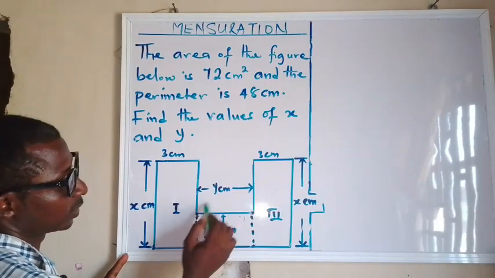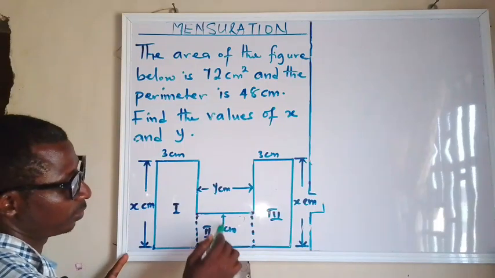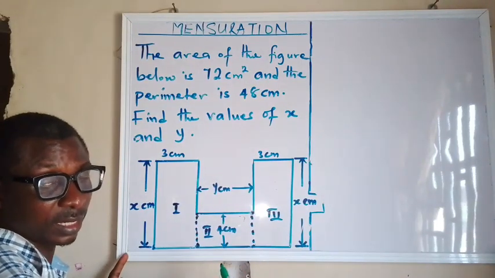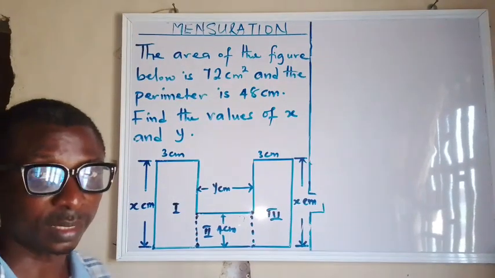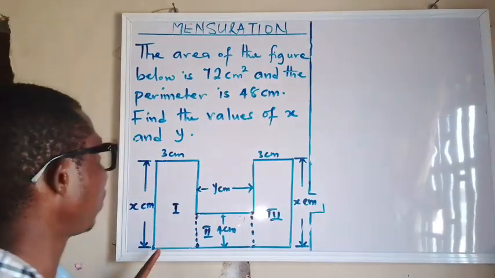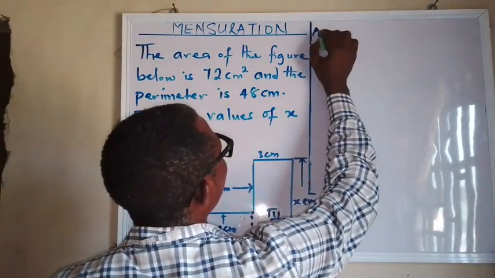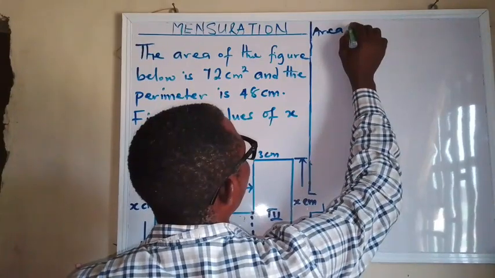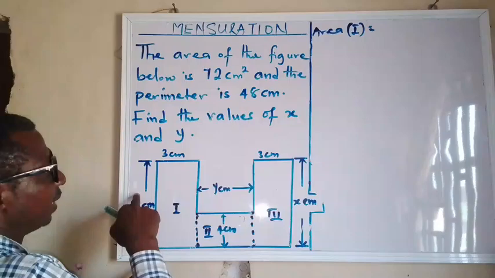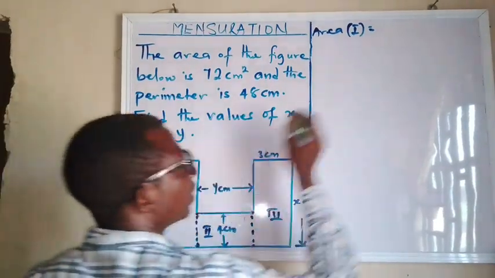You can see the y, and the breadth is 4 centimeters. So we can find the area. Now finding the area of a rectangle, you just multiply the length by the breadth. Okay, so now let's find the area. Area of the first rectangle is going to be the length times breadth. That's x times y, x times 3.